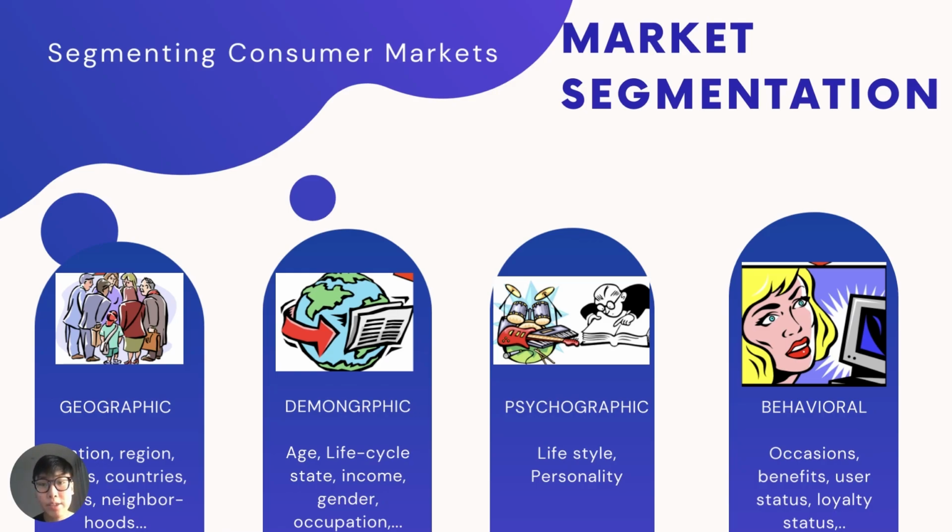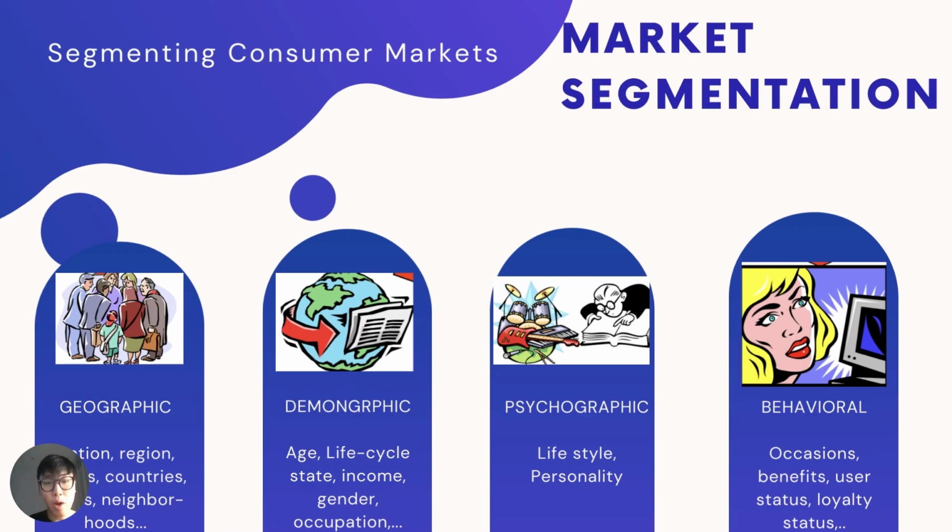First is geographic segmentation, which calls for dividing the market into different geographical units, such as nations, regions, states, counties, cities, or even neighborhoods. A company may decide to operate in one or a few geographical areas or operate in all areas, but pay attention to geographical differences in needs and wants.